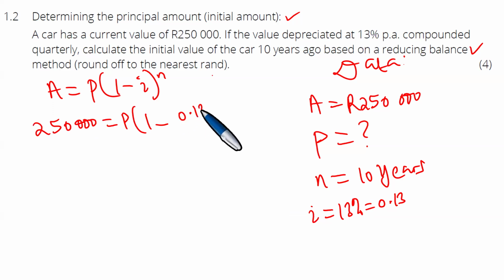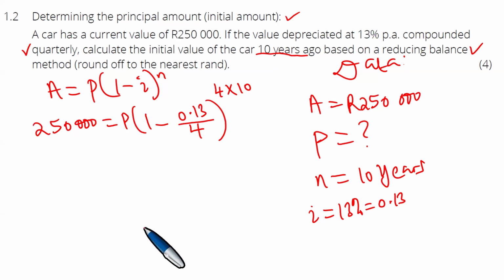0.13, because it's compounded what? It's compounded quarterly. So every year has 4 quarters. And there you divide the I by 4, but also you multiply the N by 4, which is 4 times 10 years ago. So you multiply by 10, like that. Okay, let's look at this and think together with me.